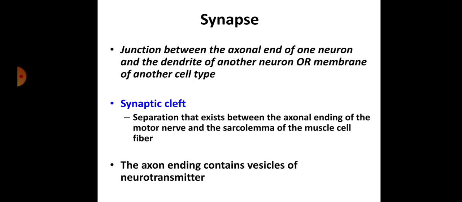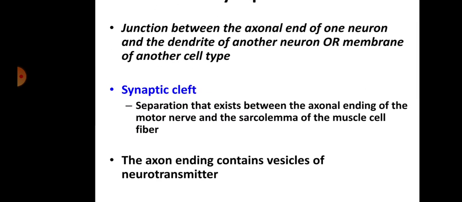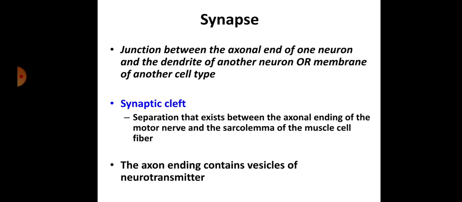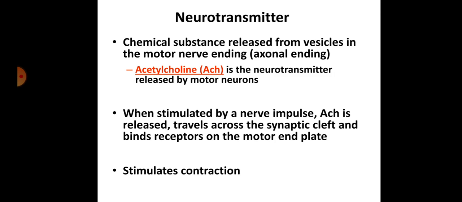Now, what is a synapse? A synapse is a junction between the axonal end of one neuron and the dendrite of another neuron or the membrane of another cell type. What is a synaptic cleft? The synaptic cleft is a separation that exists between the axonal ending of the motor nerve and the sarcolemma of the muscle fiber. The axon ending contains vesicles of neurotransmitter.